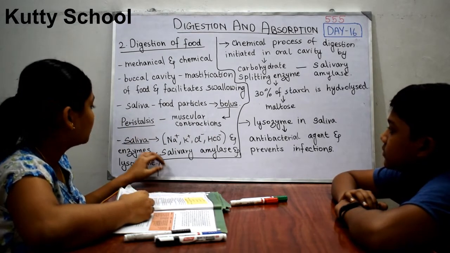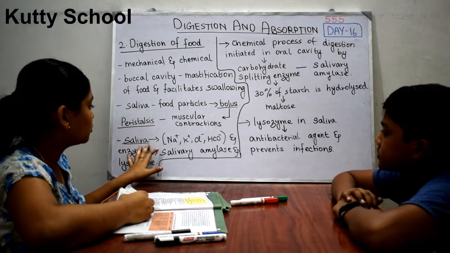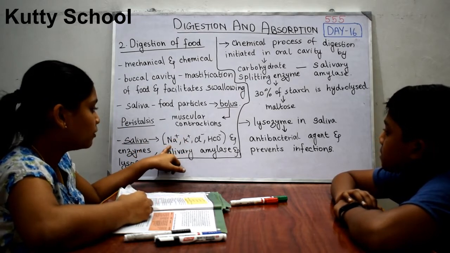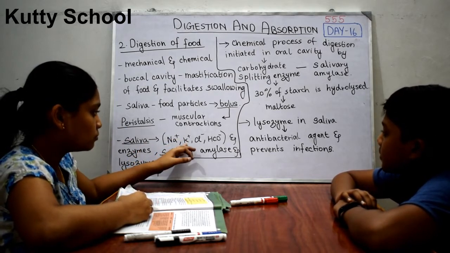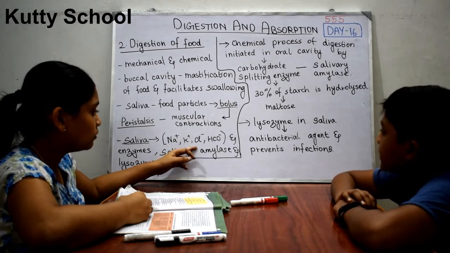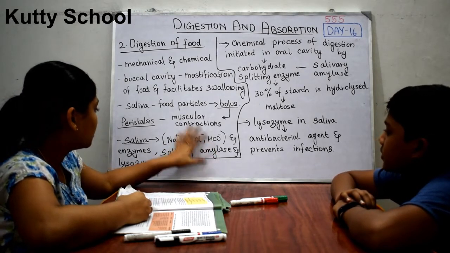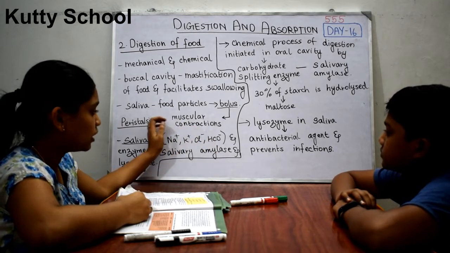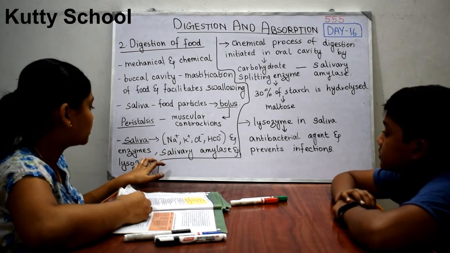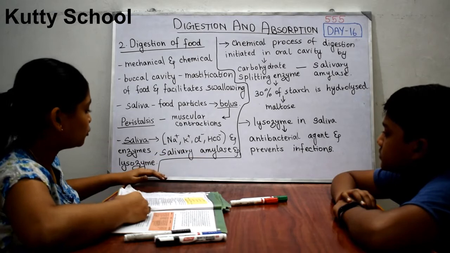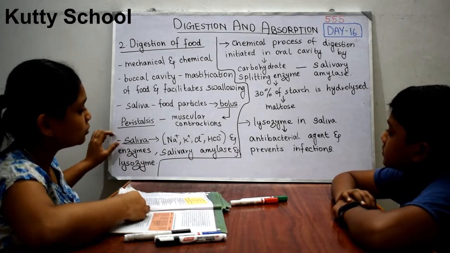Saliva consists of sodium, potassium, chlorine, and hydrogen carbonate. These electrolytes are present in saliva along with enzymes, salivary amylase and lysozyme. So these all constitute saliva.